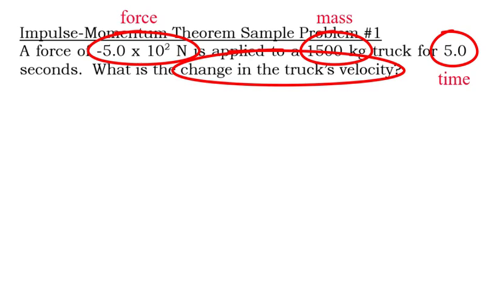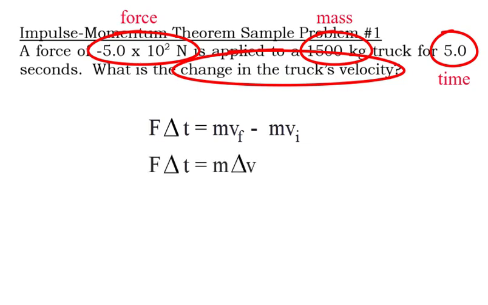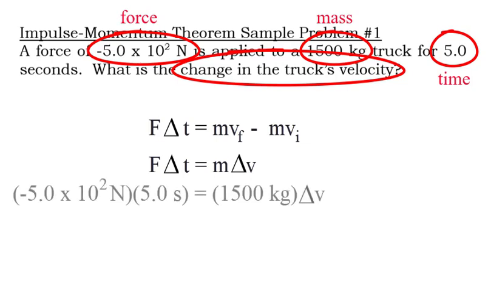We'll start by writing our equation for impulse momentum: F delta t equals mvf minus mvi. But since I'm looking for a change in the truck's velocity, I'm going to alter that equation slightly. I'm going to change it to F delta t equals m delta v. All that remains for us to do at this point is to make the substitution, do the math, and we'll come out with an answer of negative 1.7 meters per second for the change in velocity.